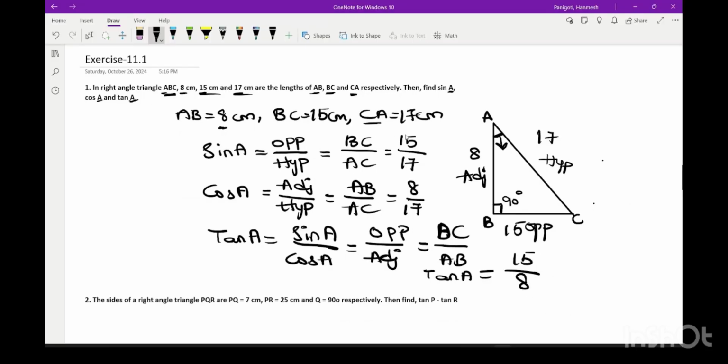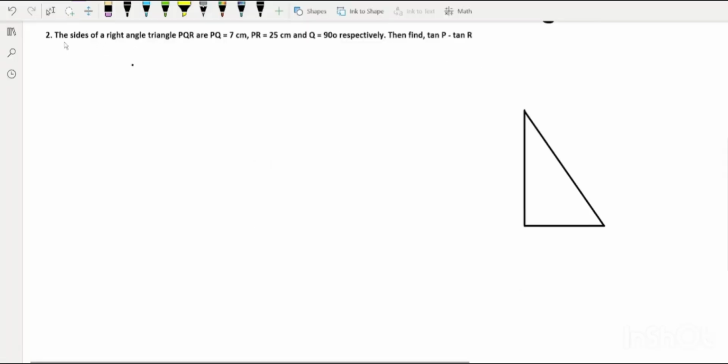So now let us shift to the second question. Next problem. The second question is: the sides of a right angle triangle PQR, where PQ equals 7 centimeter and PR equals 25 centimeter, angle Q equals 90 degrees. Then find tan P minus tan R. So let us take the sides PQR as per the given question.